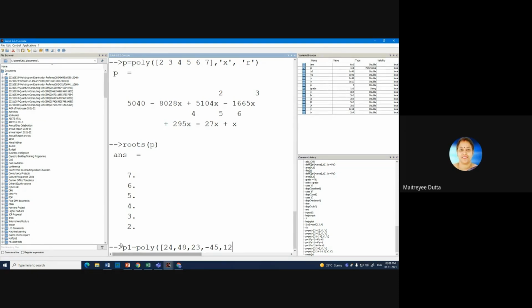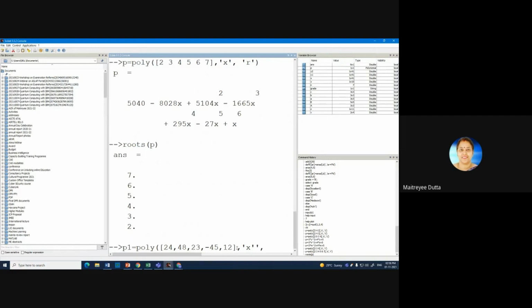That means our polynomial is 24 plus 48x plus 23x square minus 45x cube plus 12x to the power 4. So these are my coefficients, right? So I can find out x, right?